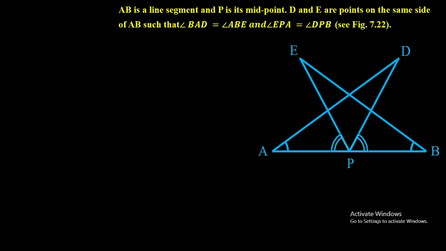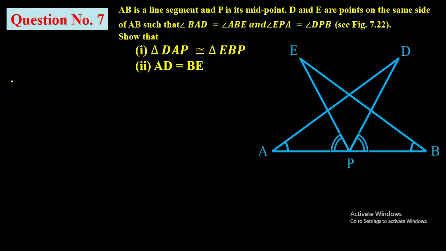Now let's take one more question, and that is question number 7. And in this question number 7, we are given that AB is a line segment and P is its midpoint. Since P is its midpoint, that means AP is equal to PB. So it's given that AP is equal to PB. D and E are points on the same side of AB. So these are on the same side of AB. That means either upwards or downwards. So here both are on the upward direction of AB.